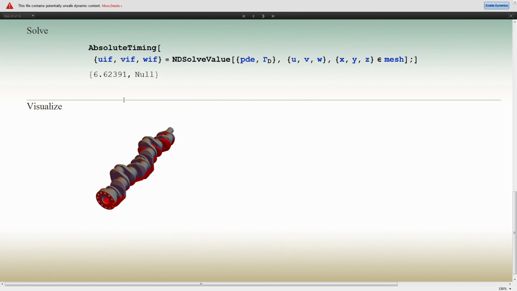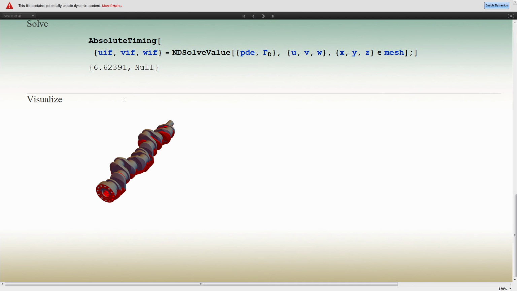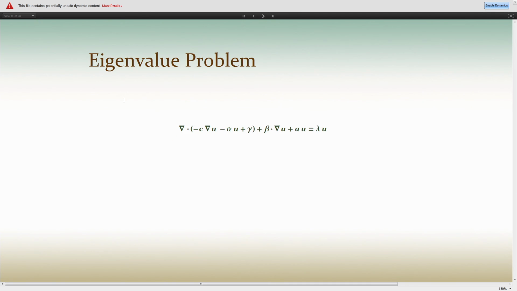NDSolve takes about 6.5 or 7 seconds on a regular laptop. And here's a visualization. In red, you see the deformation of the crankshaft when it has been pushed down, but held in place on the left and right-hand side. OK. This is all that had been there in 10.0 and 10.1.